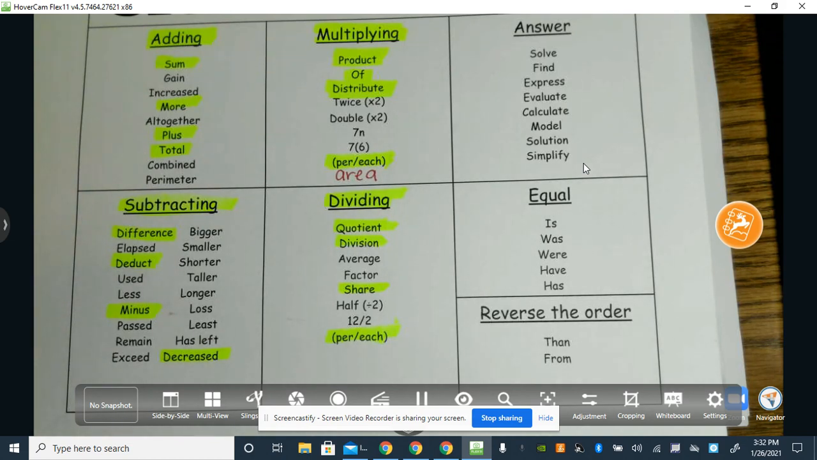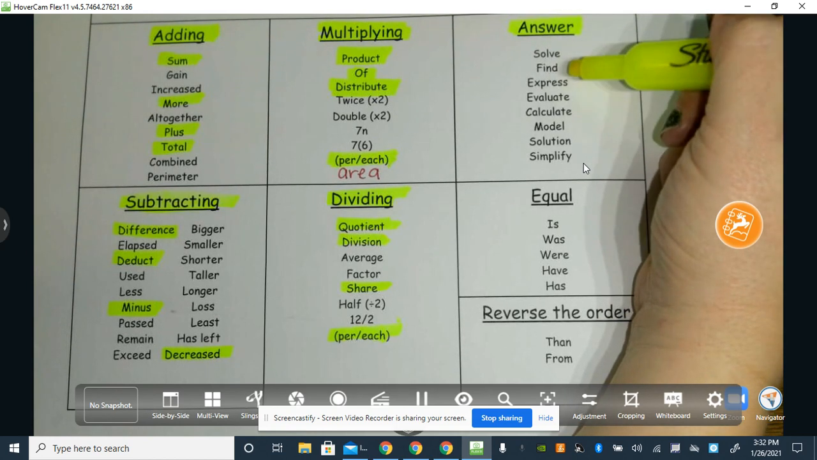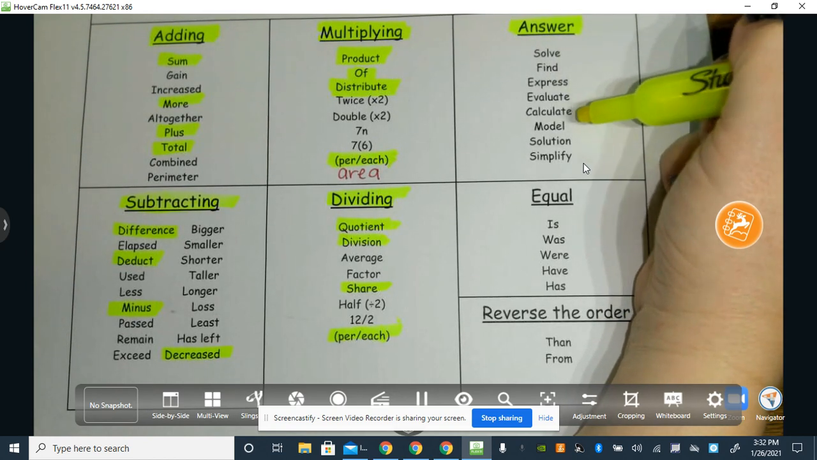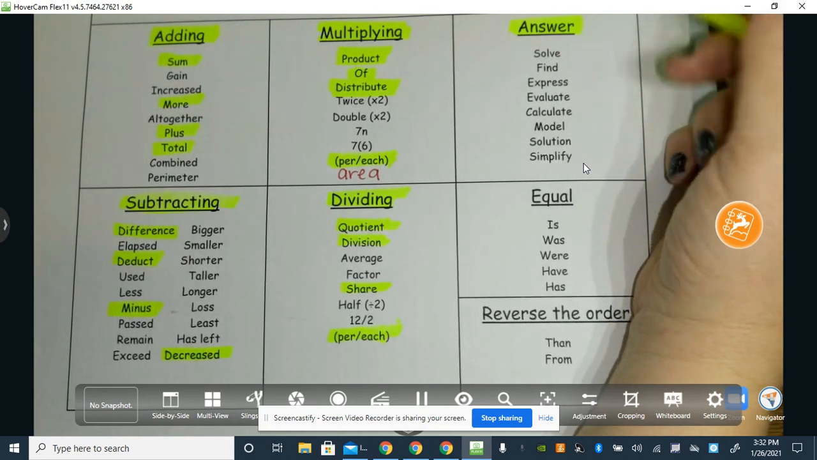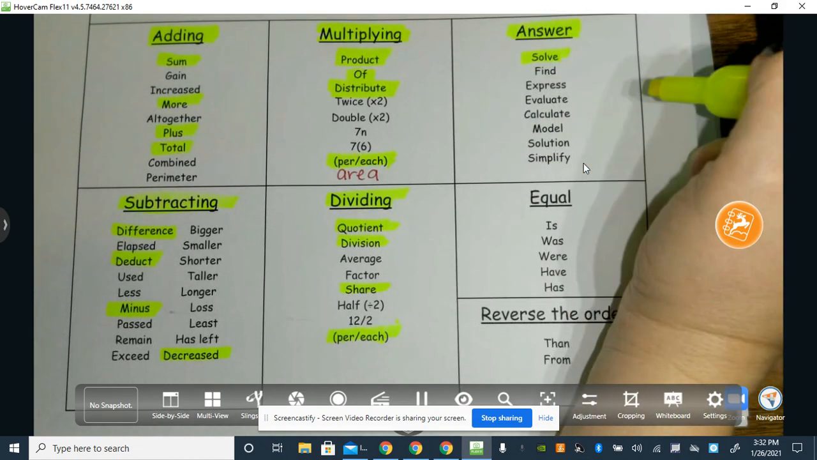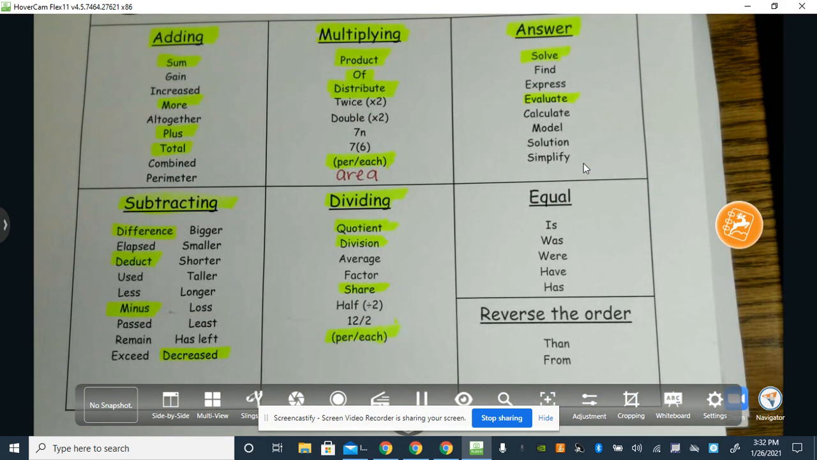Okay, some keywords for answer. Here are some: solve, find, express, evaluate, calculate, model, solution, simplify. And we said our top two, solve the equation and evaluate. Evaluate is that new word that we've been talking about, which means to find the answer.